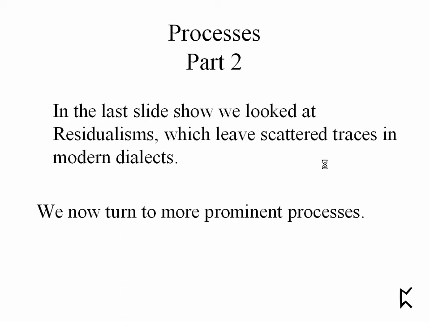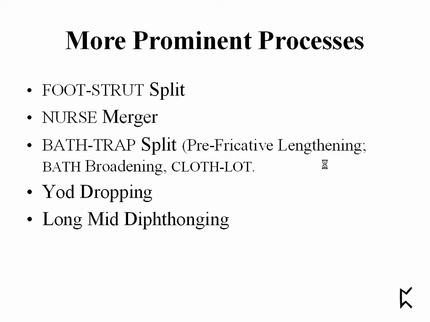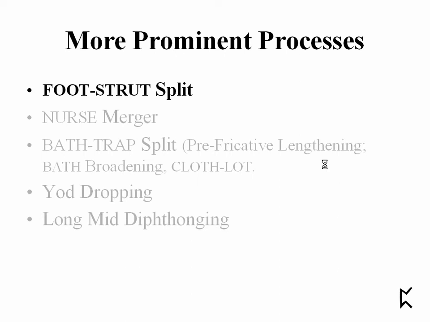These processes then are ones that we're going to have to work with a lot when looking at British dialects. Okay? Foot-strut split, I talked about it. Nurse merger, bar-strap, trap-bath split, yod dropping and long mid diphthonging. I've talked a lot about these. Let's go into them in a little bit more detail now.